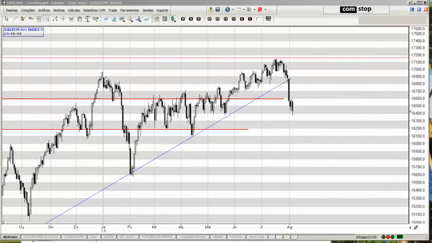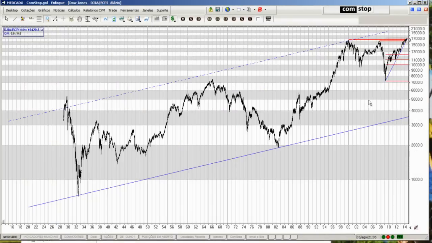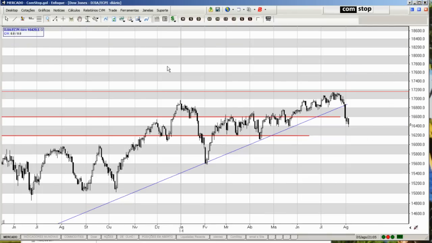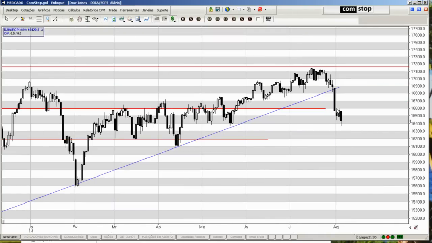Now, what happened after the market came down? It touched this line. This is a very important line. Let me show you. This is a line that comes from the bottom of 2009 and has lasted for 1, 2, 3, 4, 5 years, while the market touched it once, twice, 3 times, 4, 5, 6, 7 times. The market touched this line, and last Friday the market broke this line.